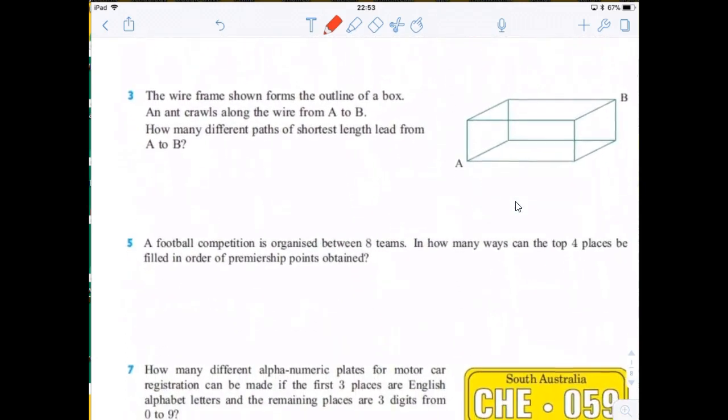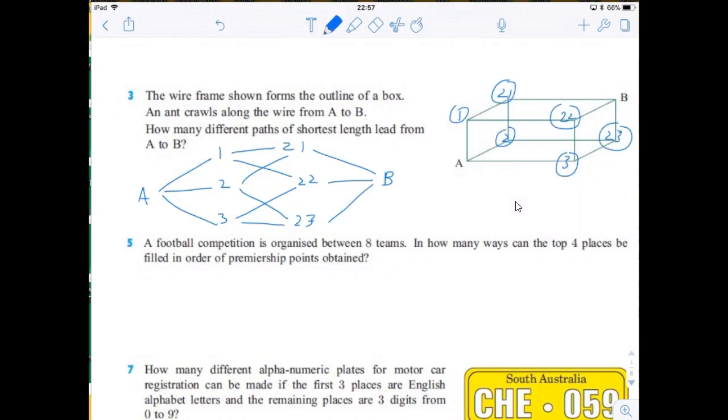Number 3, the wireframe shown forms the outline of a box. An ant crawls along the wire from A to B. How many different paths of shortest length lead from A to B? To make this a little easier to understand, I took the different routes to go from A to B and flattened them out and made them into this little diagram here.